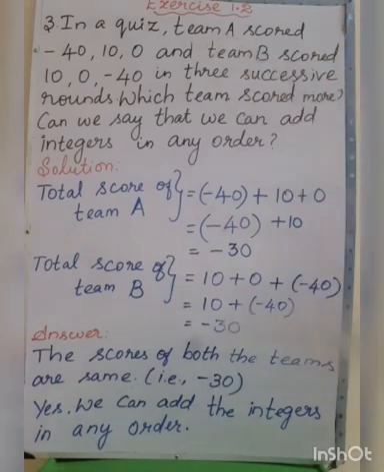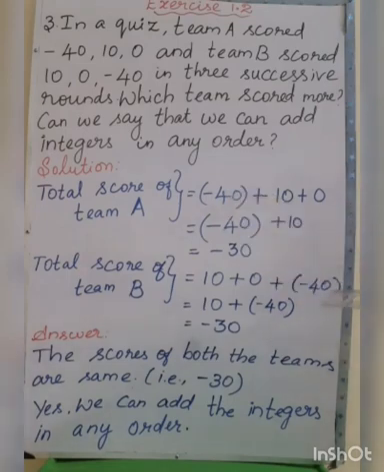The second question is, can we say that we can add integers in any order? Yes, we can add the integers in any order, because in addition, when we interchange the numbers, the order of the numbers changes, but the answer is the same. Here minus 40 is the first number.